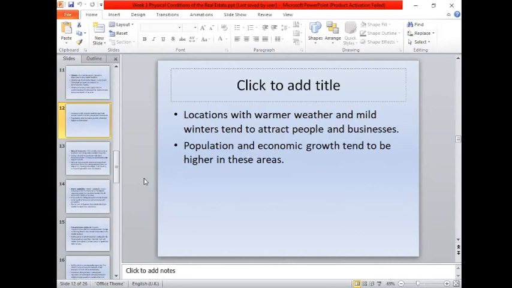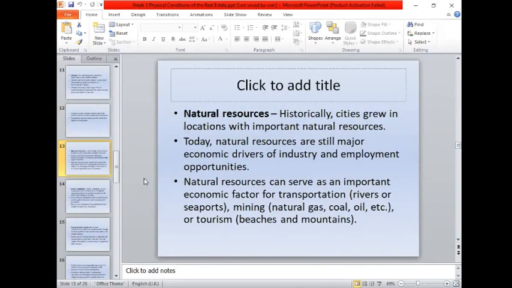Well, in the Philippines, we have tropical weather, warm and cold. It also attracts, but it depends on the calamity. And population and economic growth tend to be higher in the areas with warmer and milder winter climates.